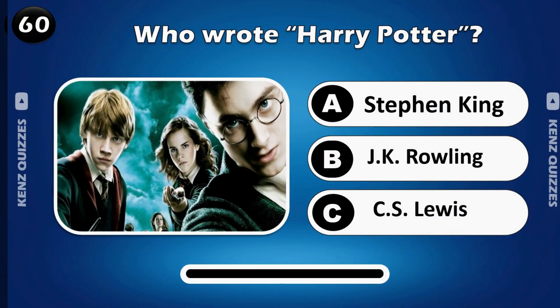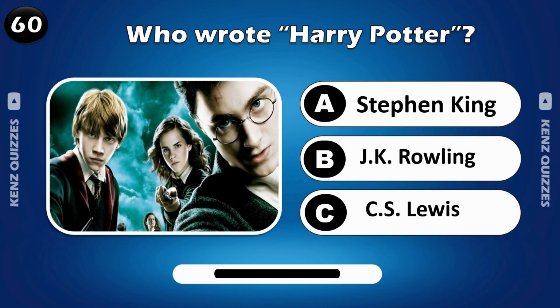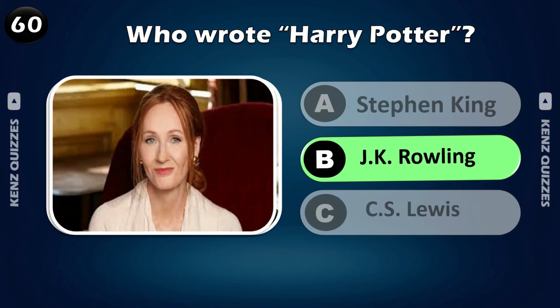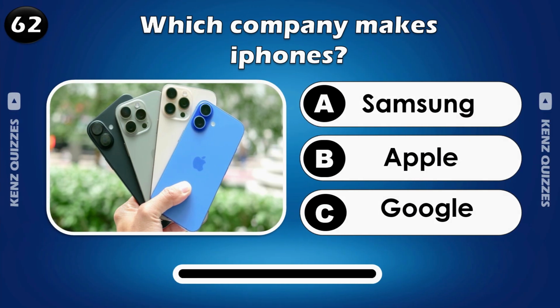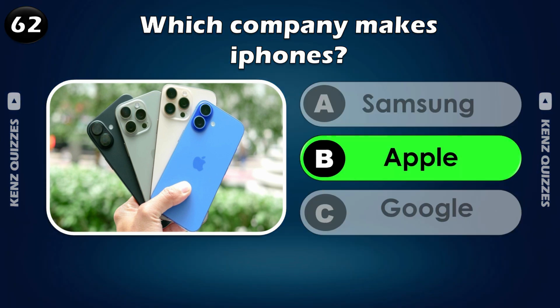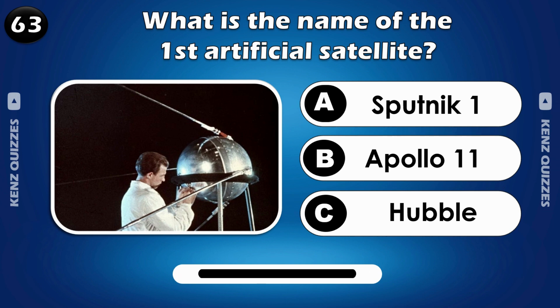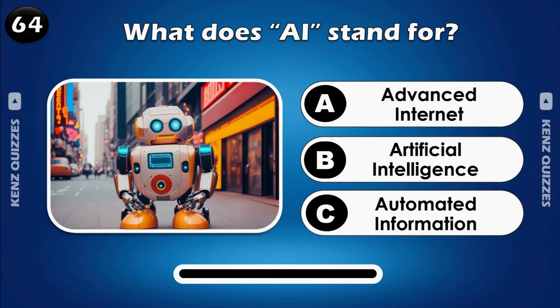Sumo wrestling. Who wrote Harry Potter? J.K. Rowling. What is the name of the boy in the Jungle Book? Mowgli. Which company makes iPhones? Apple. What is the name of the first artificial satellite? Sputnik 1. What does AI stand for?